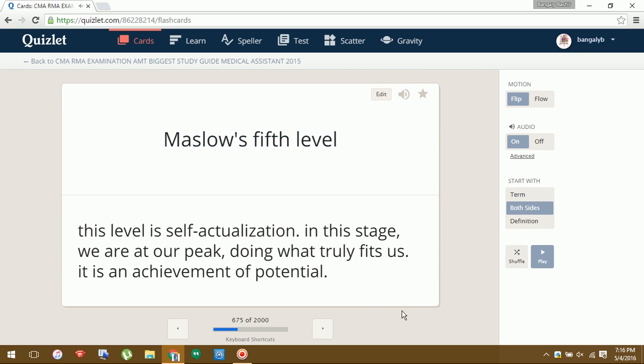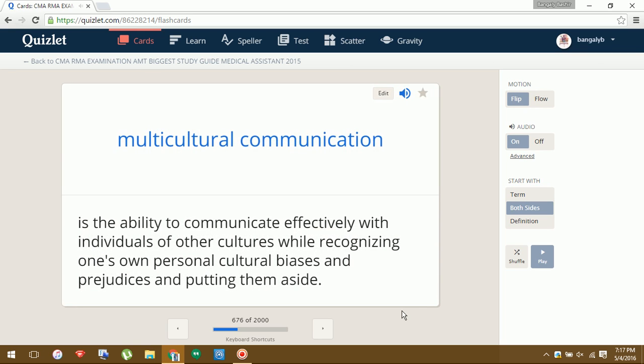Maslow's fifth level. This level is self-actualization. In this stage, we are at our peak, doing what truly fits us. It is an achievement of potential. Multicultural communication is the ability to communicate effectively with individuals of other cultures while recognizing one's own personal cultural biases and prejudices and putting them aside.